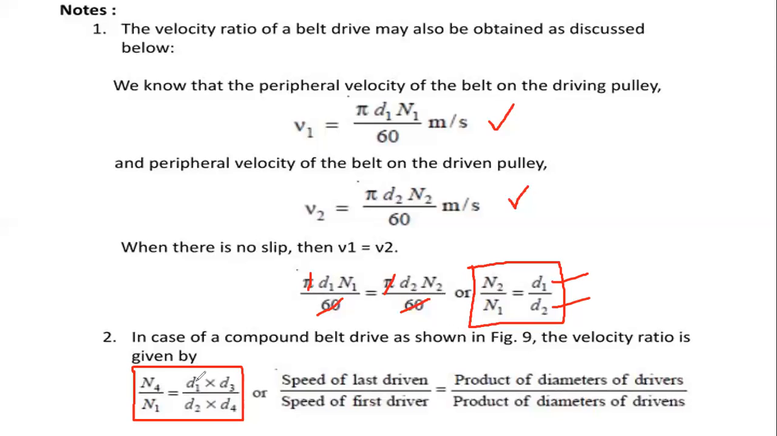So we have to take, if we have taken 6 pulleys, then it is taken as N6 by N1 is equal to D1 into D3 into D5 by D2 into D4 into D6. So that depends on the pulleys we have taken.